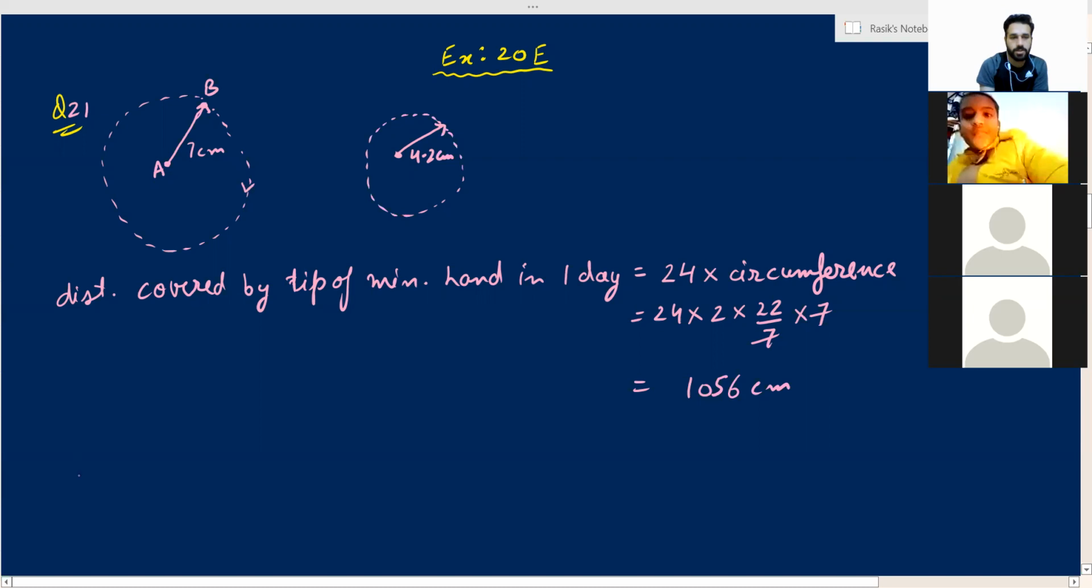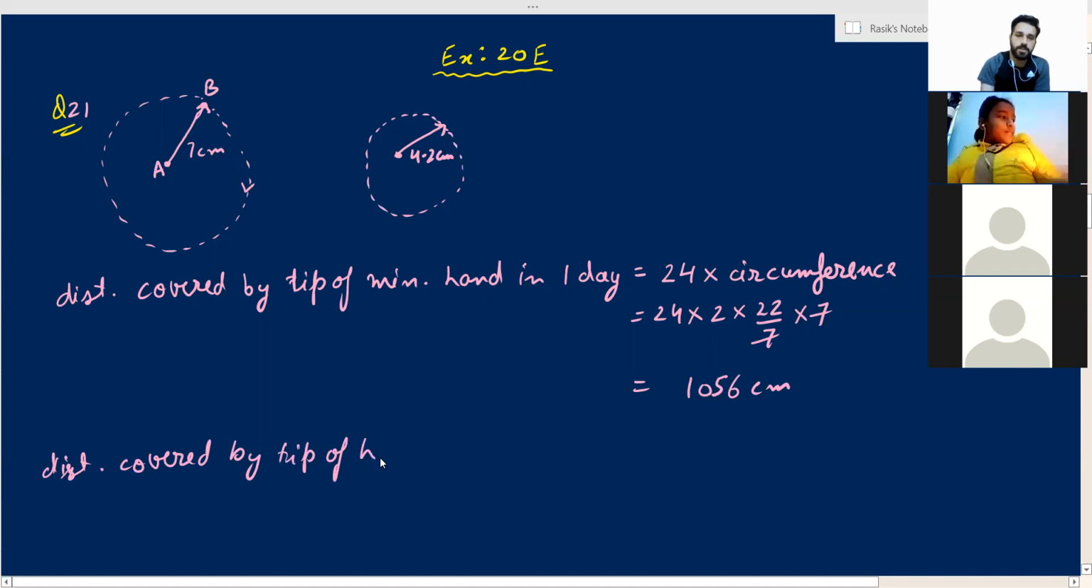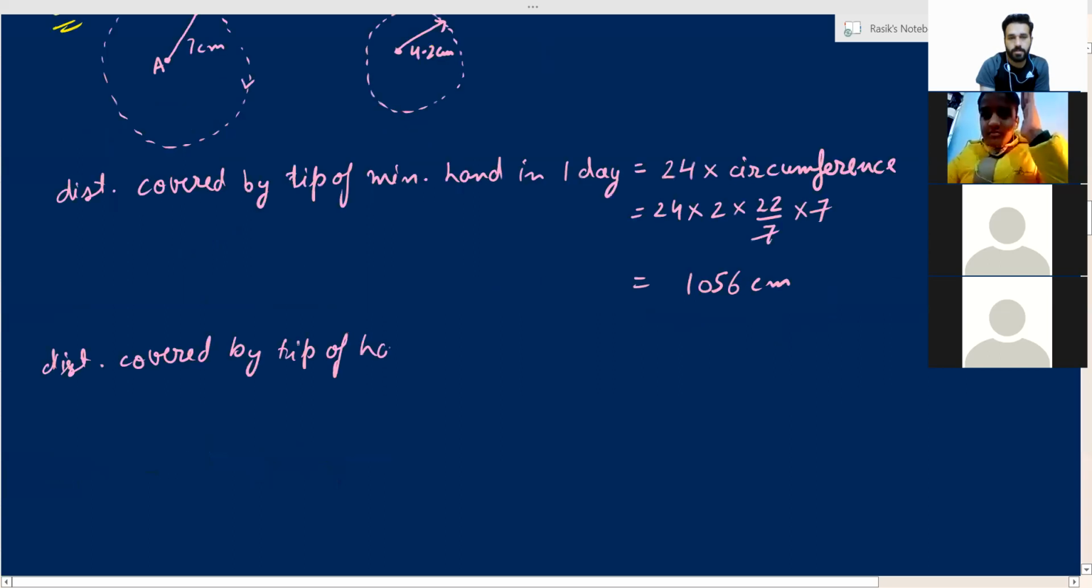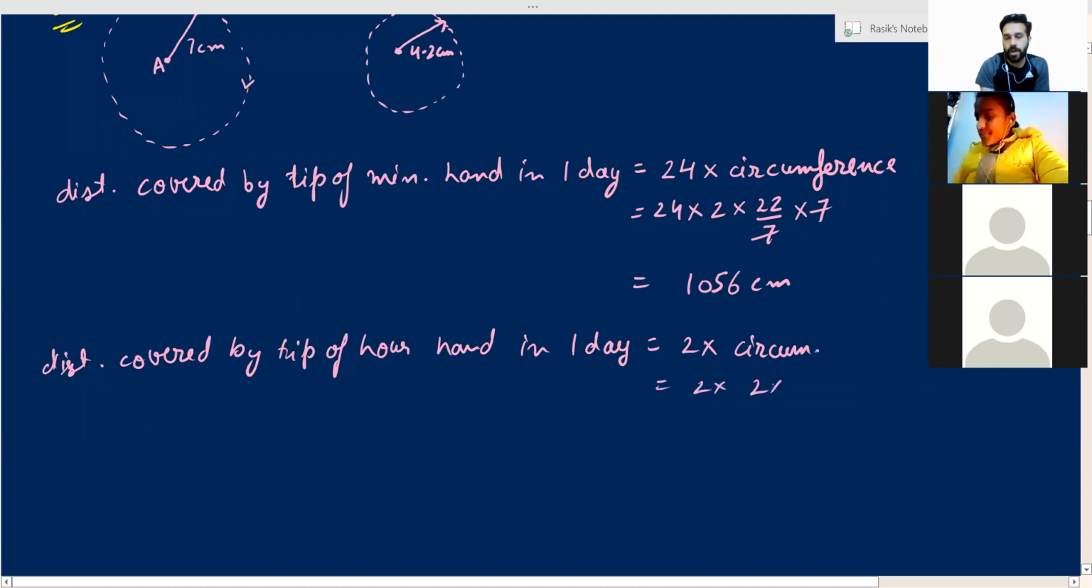Okay. So in the same way, the distance covered by the tip of the hour hand in one day will be equal to 2 multiplied by circumference. Okay, so 2 into 2 pi r.